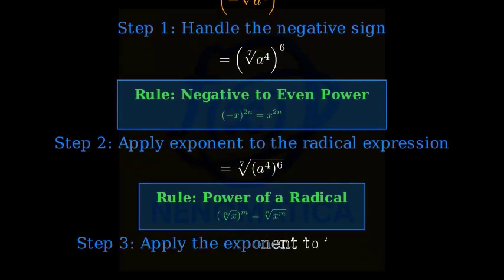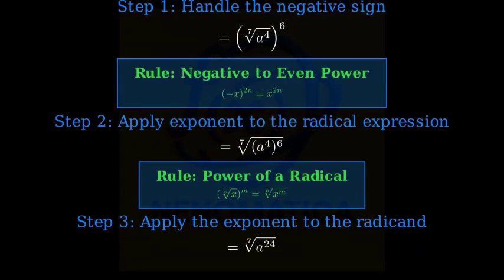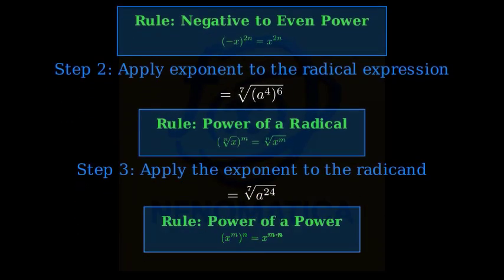Let's continue by simplifying the exponent inside the radical. We'll apply the exponent to the radicand using the power rule. We have a to the power of 4, and that is raised to the power of 6, so we get a to the power of 24. This is based on the power of a power rule, where we multiply the exponents.